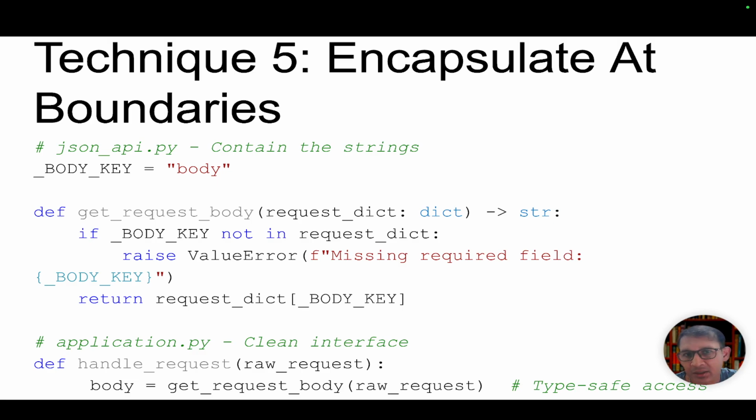Now, let me leave you with the big ideas from today's session. String literals are convenient, but types are forever. The short term convenience of using raw strings creates a long term maintenance burden that compounds over time. Make illegal states unrepresentable. Use your language's type system to prevent entire classes of bugs rather than trying to catch them after they occur. Fail fast and fail loud. Turn silent runtime errors into noisy compile time errors. It's much better to get a loud failure during development than a silent corruption in production.